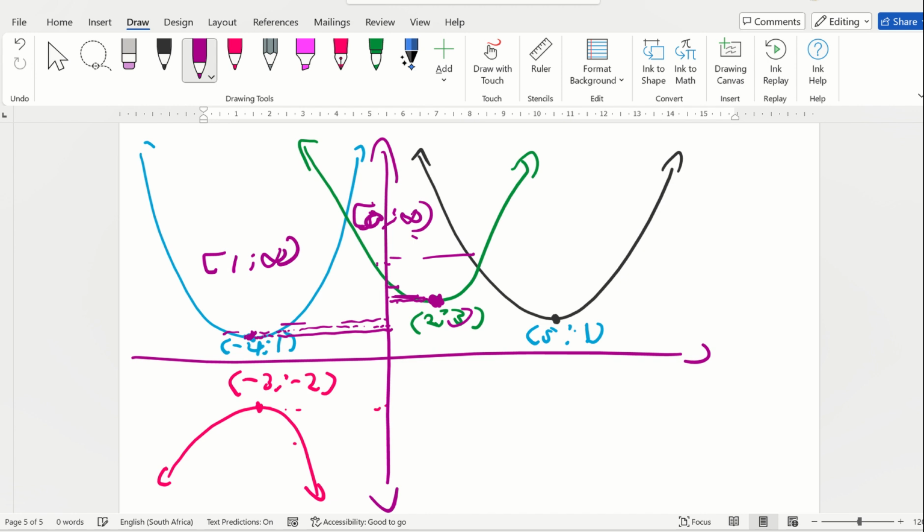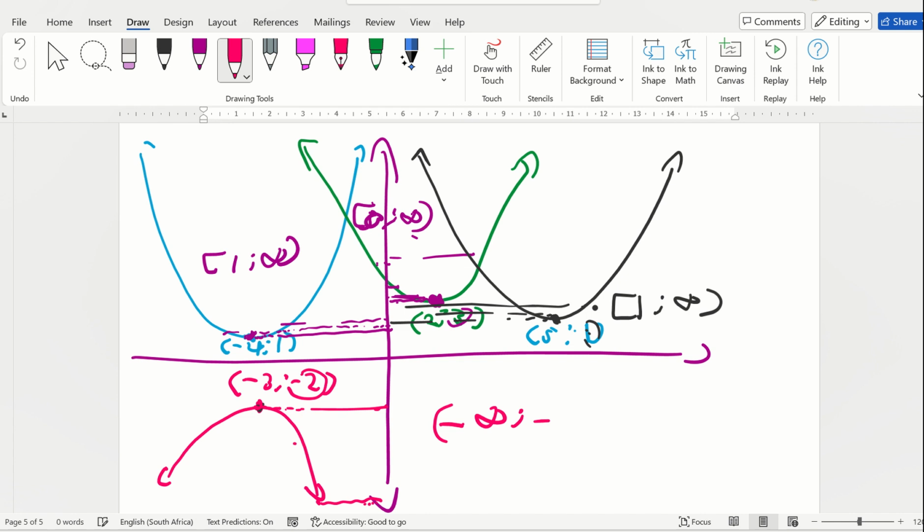Then for the black one, the lowest y value is 1, right? So it is 1 and then the next one is 1.1. Understand? It keeps on increasing, so therefore it's 1 to positive infinity, excluding. Now for this one, the lowest y value is down there, it's negative infinity. The highest one is there, it's negative 2. So therefore it will be negative infinity to negative 2, including it.